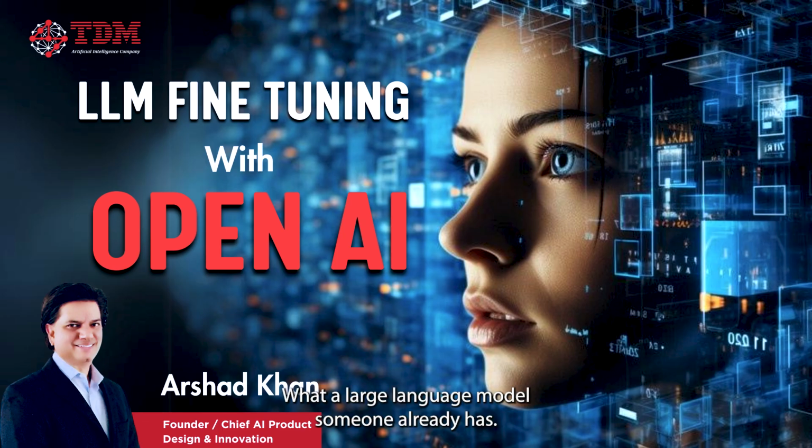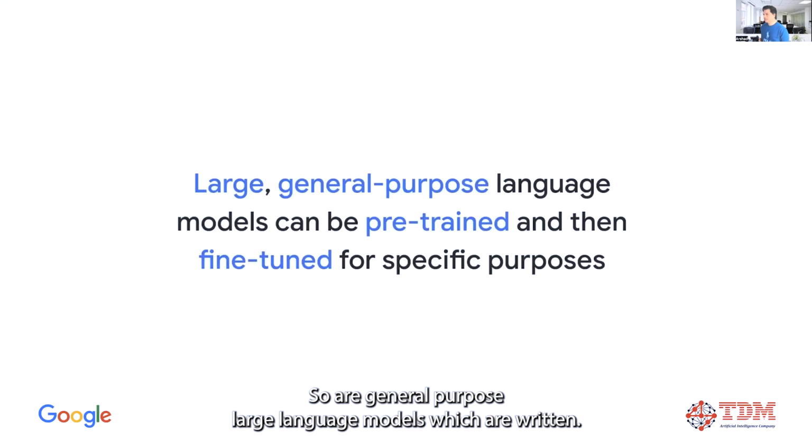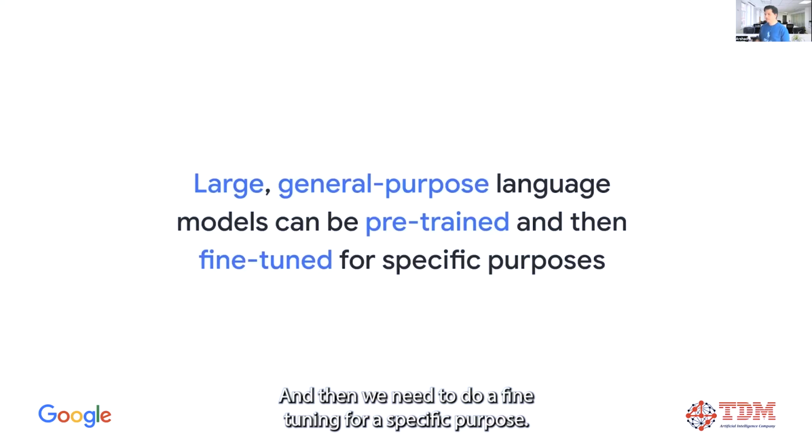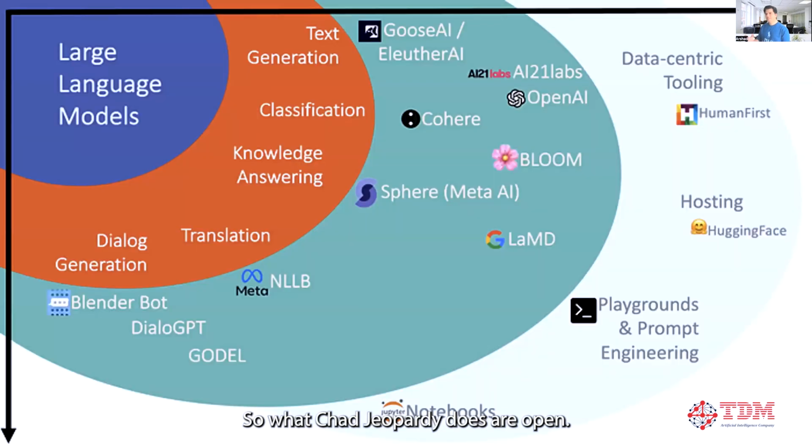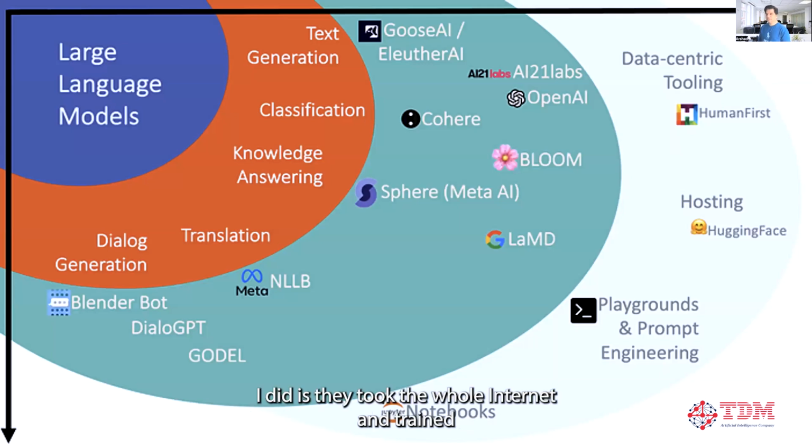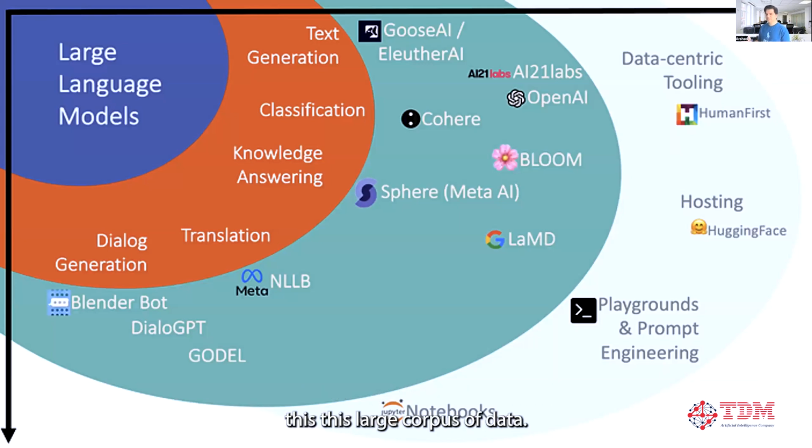What are large language models? Someone already asked me. They are general purpose large language models which are pre-trained, and then we need to do a fine tuning for a specific purpose. What OpenAI did is they took the whole internet and trained on this large corpus of data, trained from 2021 to 2023. Now ChatGPT 4 has that access.